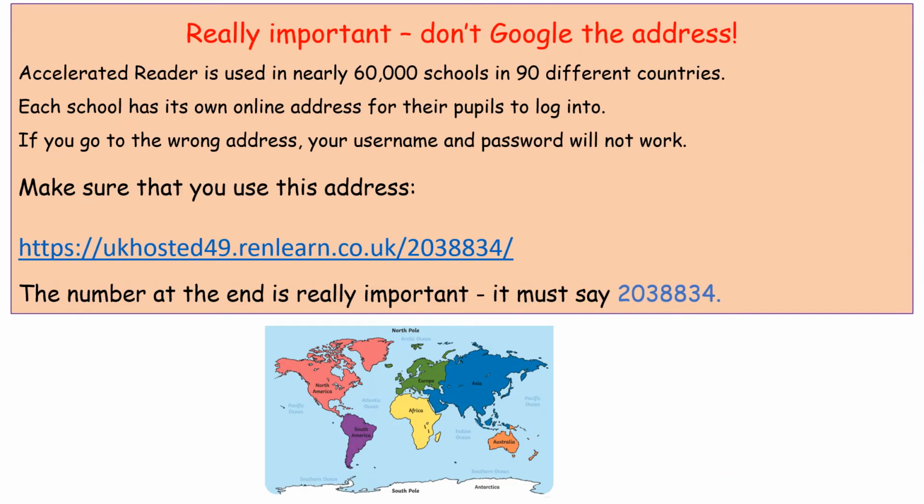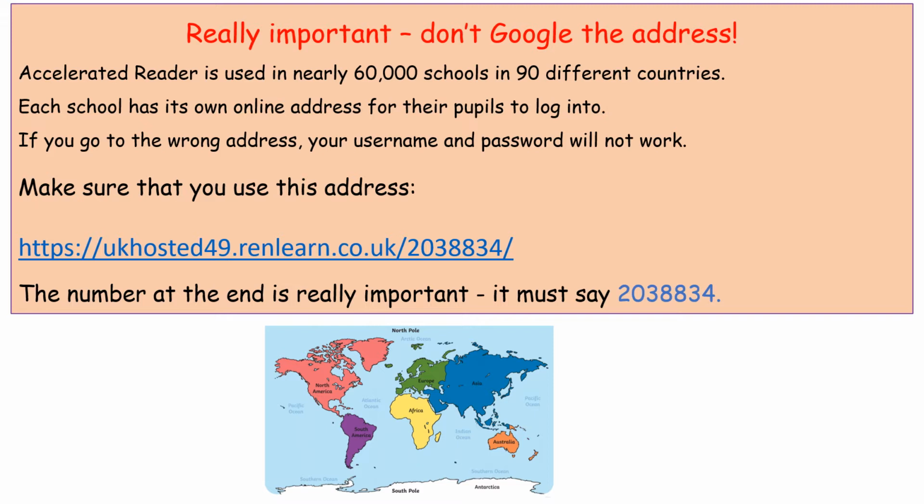I want to emphasise how important it is that you go to exactly the right address. Accelerated Reader is a program used in nearly 60,000 schools in 90 different countries. Every single school has got its own address. If you go into Google and just type in Accelerated Reader, it will come up with an address, but it won't be ours. So can you make absolutely sure that you are using our address, and you need to check the number at the end.